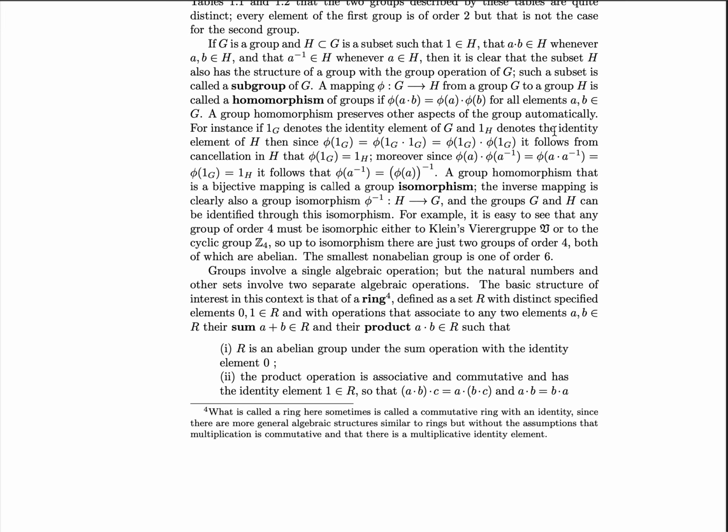Namely, if we denote the identity element of G as 1 sub G, and the identity element of H as 1 sub H, then since phi of 1G is equal to phi of 1G times 1G, which is phi of 1G times phi of 1G, we apply cancellation on H and see that phi of 1G is equal to 1H. And since the homomorphism respects multiplication, phi of A times phi of A inverse is equal to phi of A times A inverse, which is phi of 1G, which is equal to 1H. So we have phi of A inverse is equal to the inverse of phi of A.